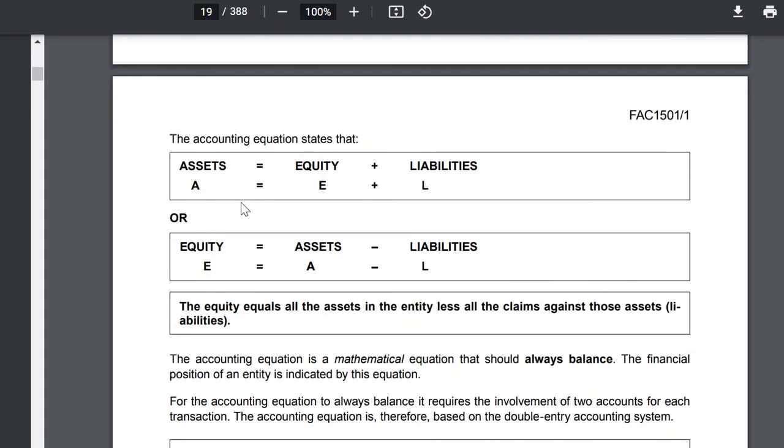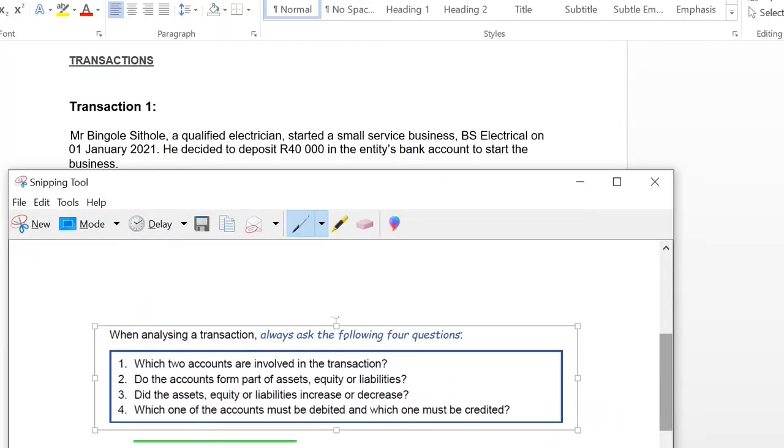The two accounts are capital and bank. How will this affect your accounting equation? Bank is an asset and capital is equity. Asset is increasing and equity capital is increasing. So point number 3 will determine how you answer your accounting equation.